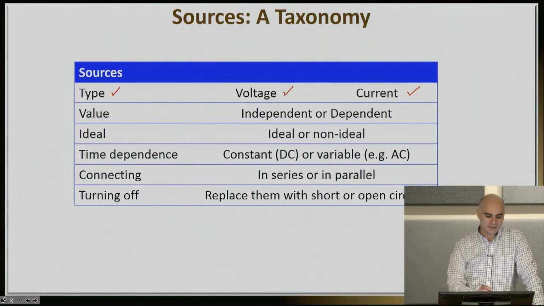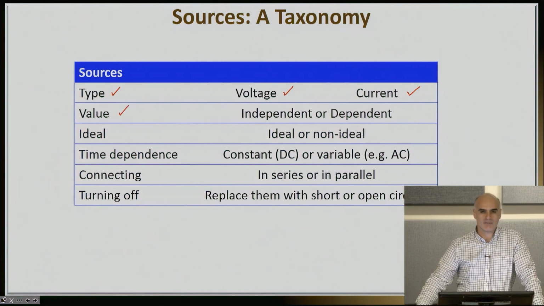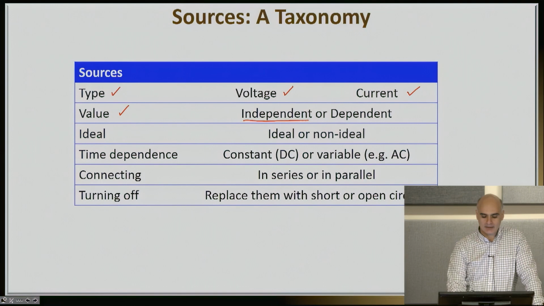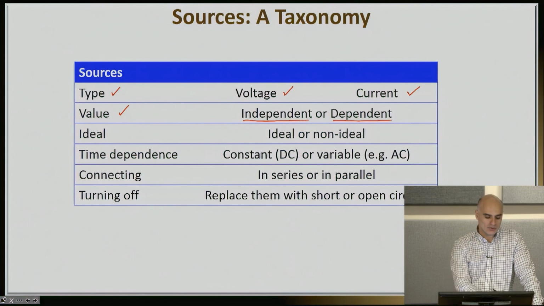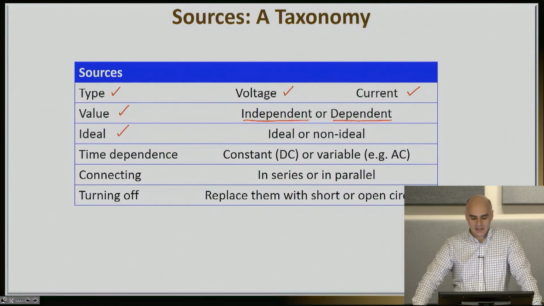Another part that we will worry about is the value of the source. Are we talking about an independent or a dependent source? Then we will be worried about whether the source is ideal. For example, we could have sources that give us all the characteristics in real life that we want, or we can have sources where some of those characteristics are undesirable. For example, they may decay over time.